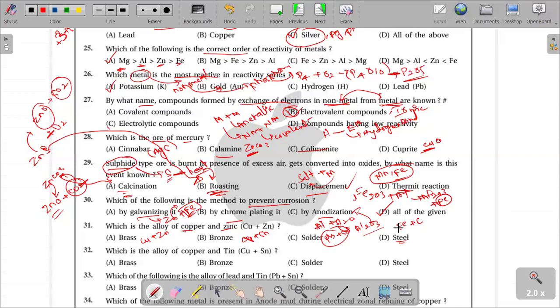Okay. So now here one more thing you have to remember. Alloy formation means only metal and metal mixing with each other, or metal with non-metal is also possible. Sometimes they will ask this question: alloy formation means only a metal and metal mixture, or a metal with non-metal mixture, which is the alloy.